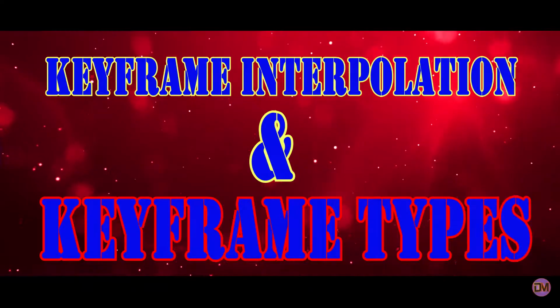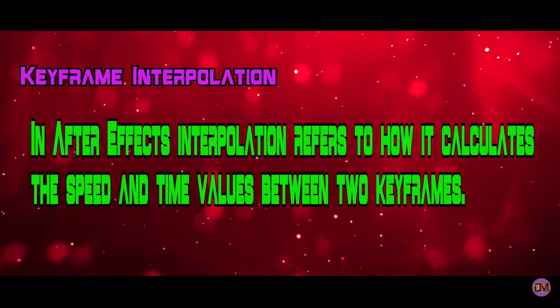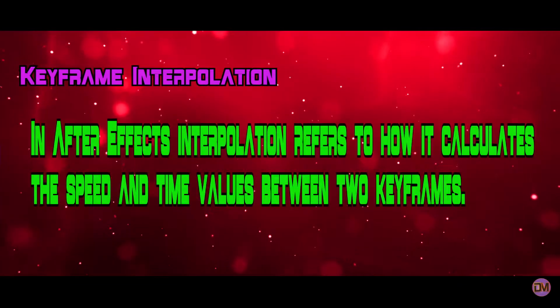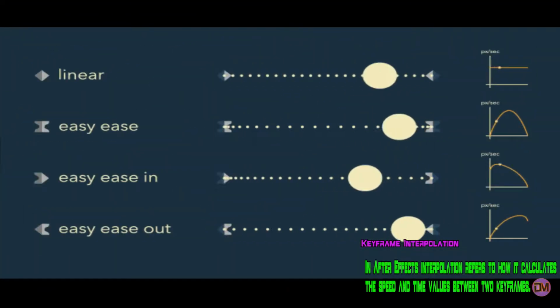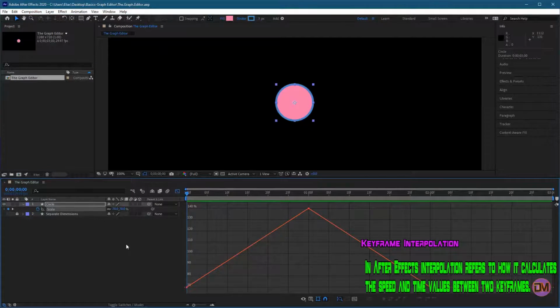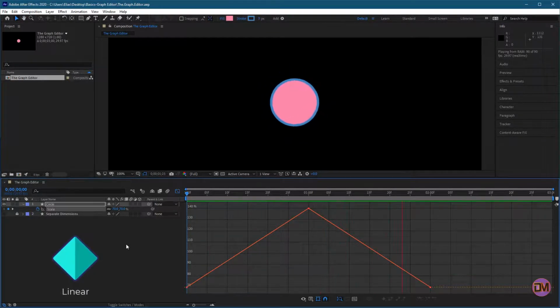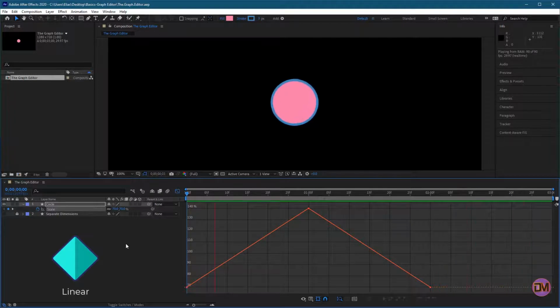In After Effects, interpolation refers to how it calculates the speed and time values between two keyframes. So there are different types of keyframes inside After Effects. So we will start with the linear interpolation, which creates a uniform rate of change between keyframes. It begins instantly at the first keyframe and continues to the next one at a constant speed and velocity.